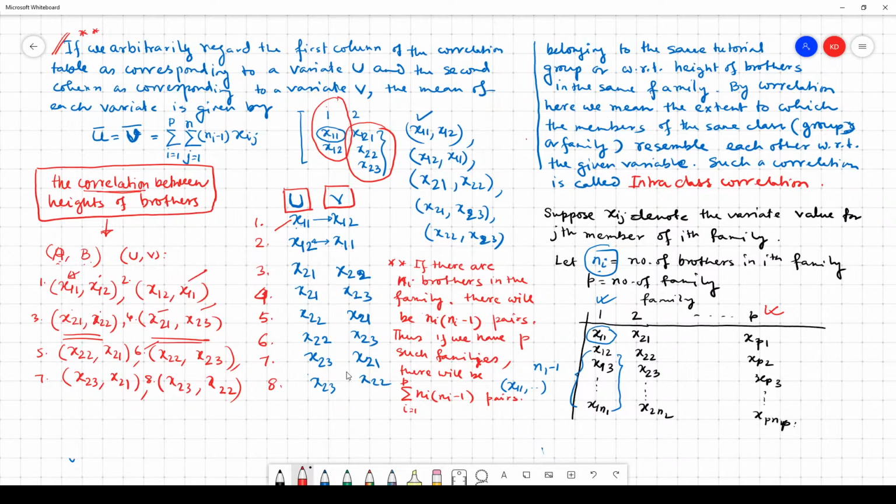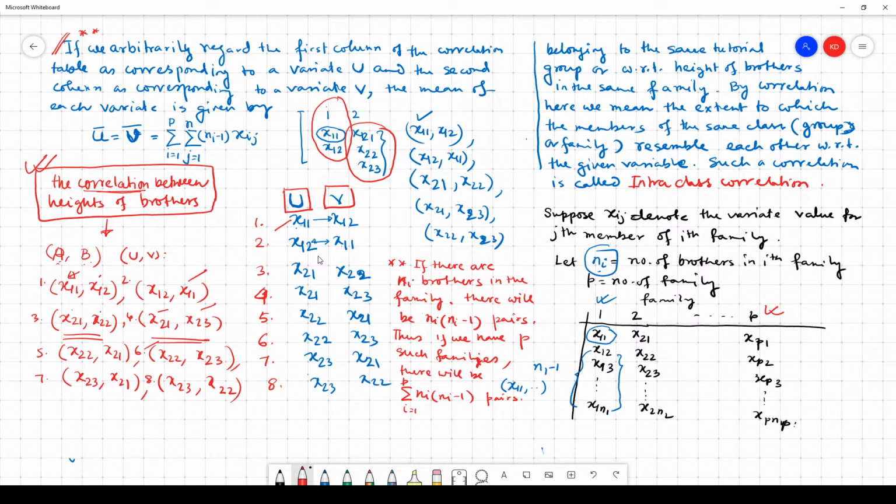Because we want to find the correlation between heights of the brothers, we need to arrange this data in two variables u and v, because we know the correlation coefficient is between two clearly defined variables. So we convert this data into two clearly defined variables.